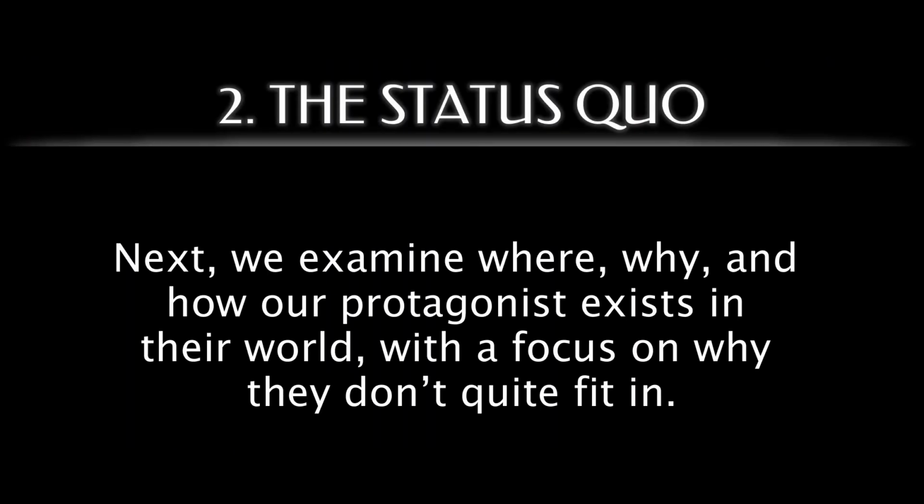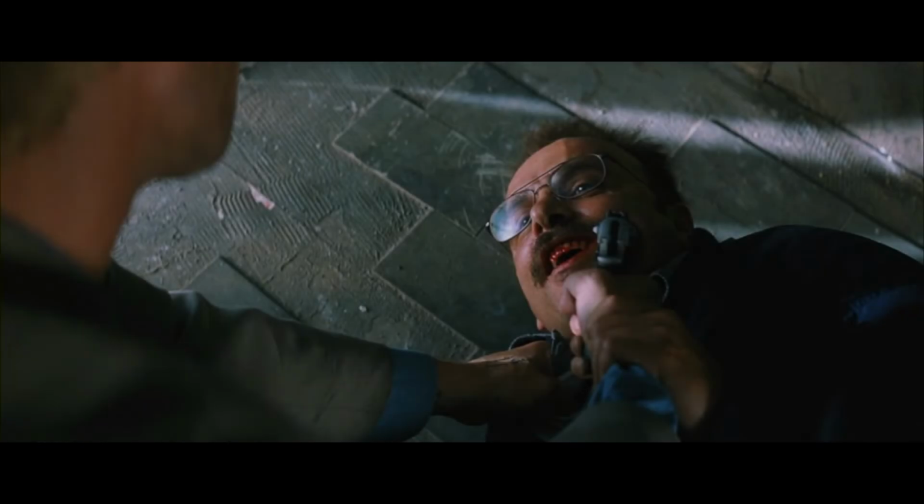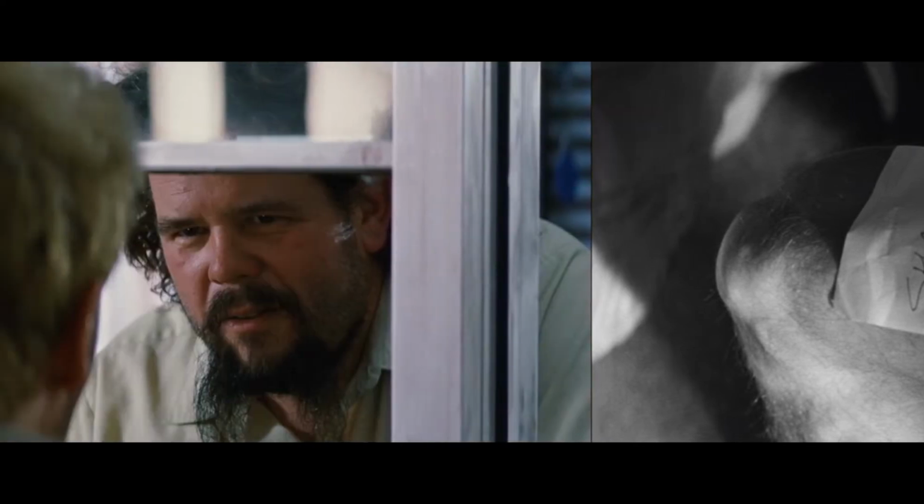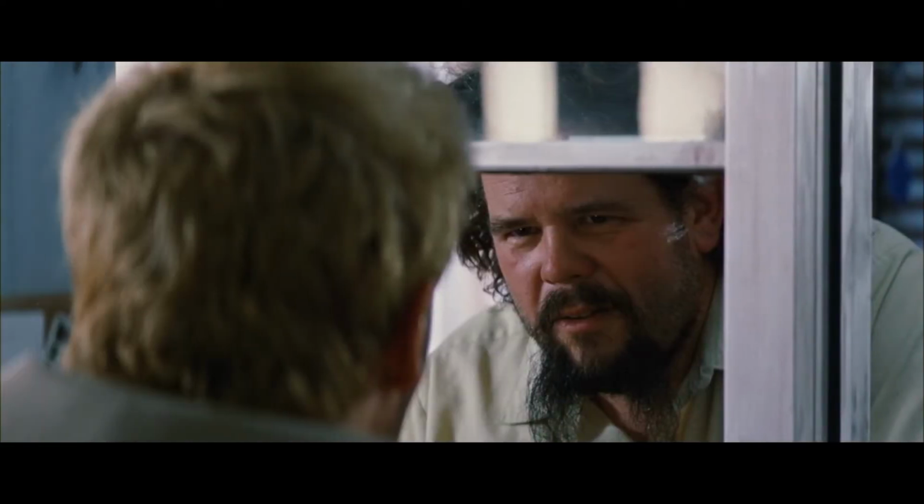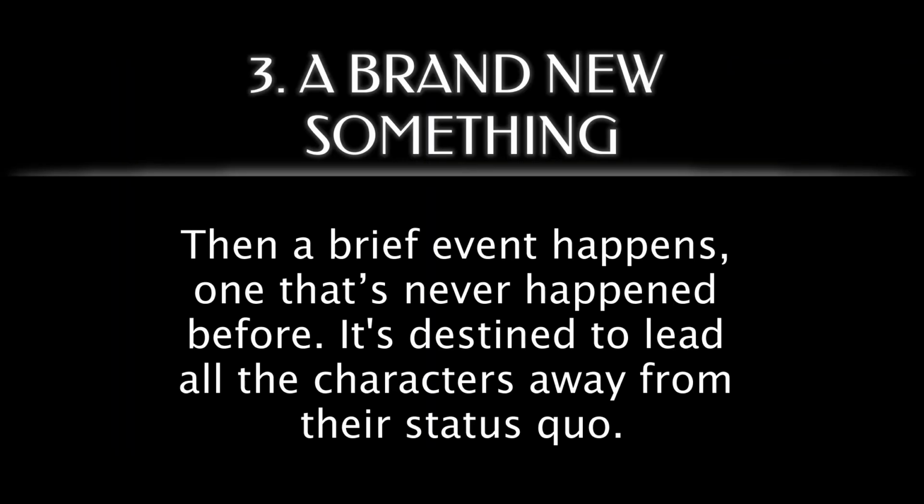Next, we examine where, why, and how our protagonist exists in their world, with a focus on why they don't quite fit in. Leonard has a narrow view of reality, preoccupied with his immediate surroundings, but tries to operate in normal society with notes and tattoos, and he's unable to tell friends from strangers without a system. Then a brief event happens, one that's never happened before. It's destined to lead all the characters away from their status quo.